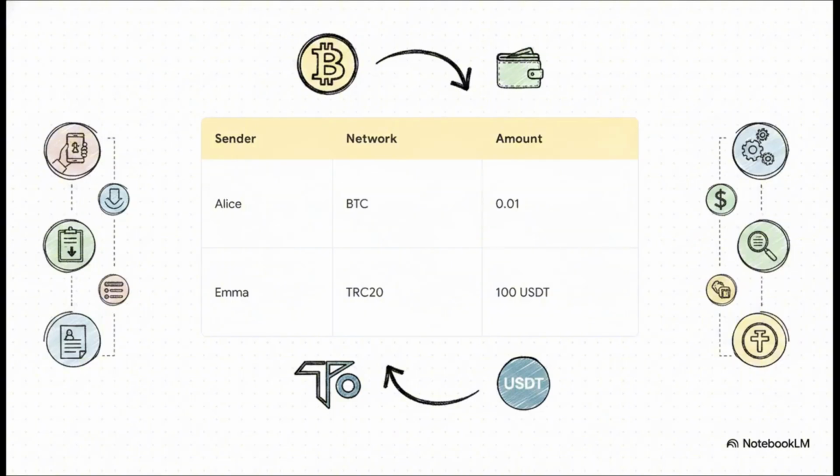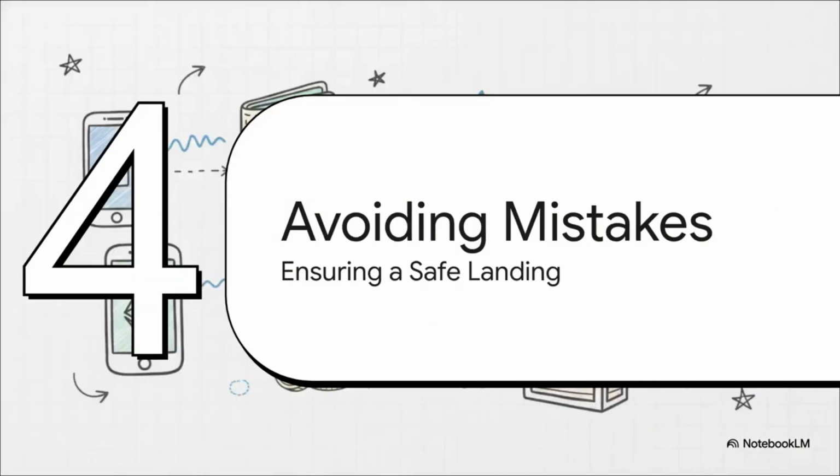Both women open their wallets, paste the respective address, select the correct network, enter the amount, review their specific fees, confirm, and wait for the blockchain to do its thing. The underlying rules never change. All right, our final section, avoiding costly mistakes, or as I like to call it, ensuring a safe landing.